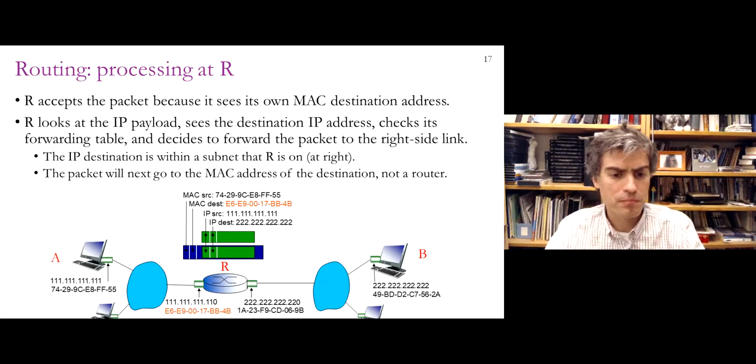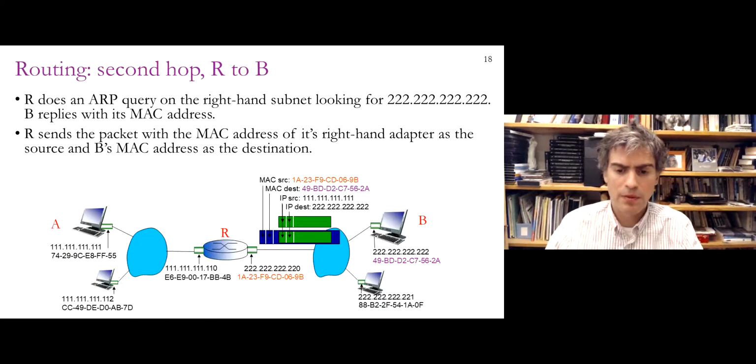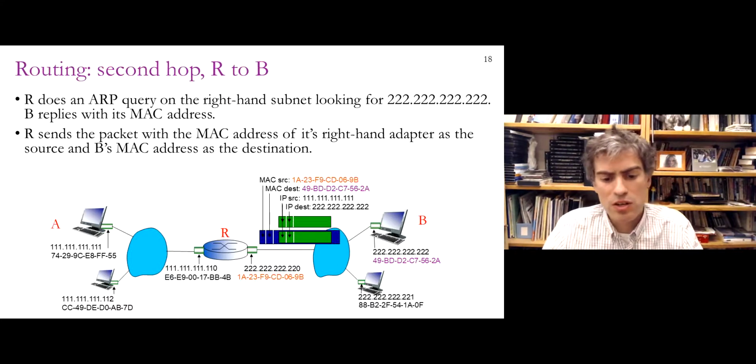So it needs to construct a new Ethernet frame around this packet it received to send it. To do that, it puts in this new Ethernet frame around this old packet that's being forwarded its own MAC address as the source. Notice it's the MAC address on the right-hand side of the router. This router has two MAC addresses, just like it has two IP addresses, because it's on two subnets. It also puts a MAC address for the destination. In this case, it knows that the destination IP address is in the subnet on the right-hand side of the router.